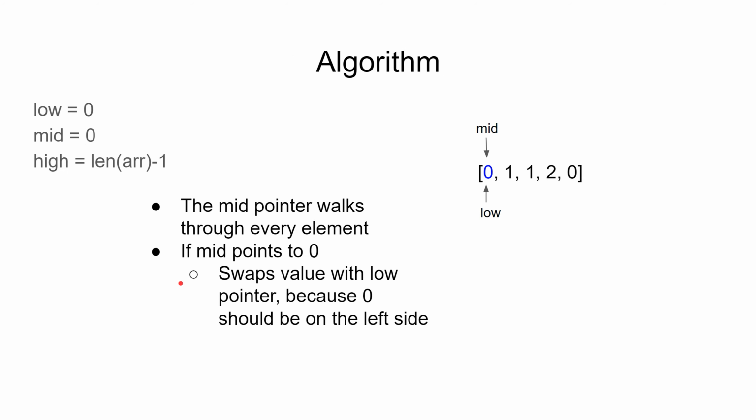The algorithm has 3 pointers: low, mid, and high. Low starts at 0, mid starts at 0, and high starts at the very last index in the array. The mid pointer walks through every element, and if mid points to 0, then you swap the value with the low pointer, because 0 should be on the left side. Then you increment low and mid.